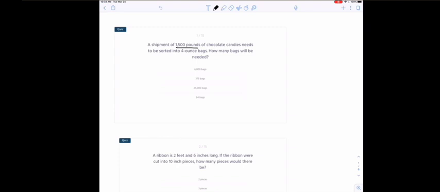So the shipment has 1,500 pounds, and we're putting them in 4-ounce bags. One bag is 4 ounces. How many bags will be needed? So if you caught it, I said it just a second ago. I said one bag is 4 ounces.